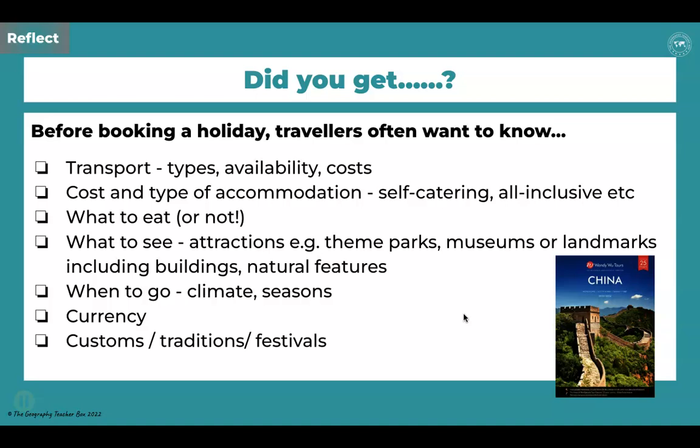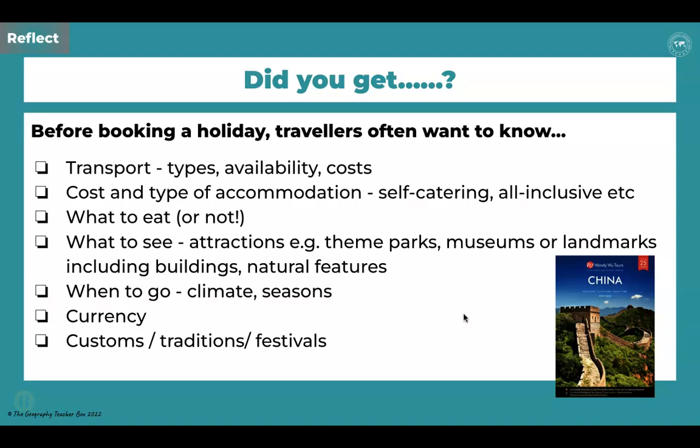They might also want to know what type of accommodation's available. How much is it going to cost to go self-catering where they buy all of their meals once they're there? Or is it perhaps better to go all-inclusive? Could they perhaps stay on a campsite? Those are the sorts of questions a traveller might want to know.